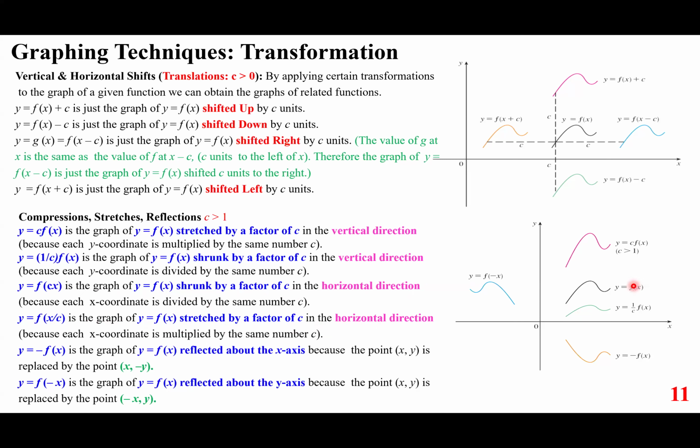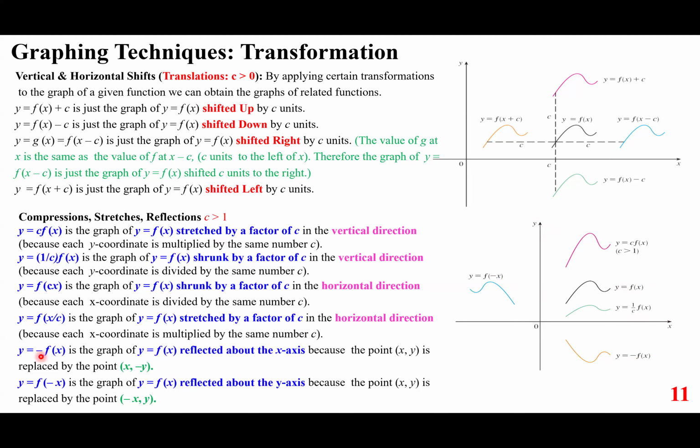What happens when we put a negative in front of f of x? Minus f of x is the graph of y reflected about the x-axis. So we flip it over with respect to the x-axis, we make it minus f of x. But if we put the negative in front of the x inside the parentheses, we flip it with respect to the y-axis. Okay, and it's explained here.